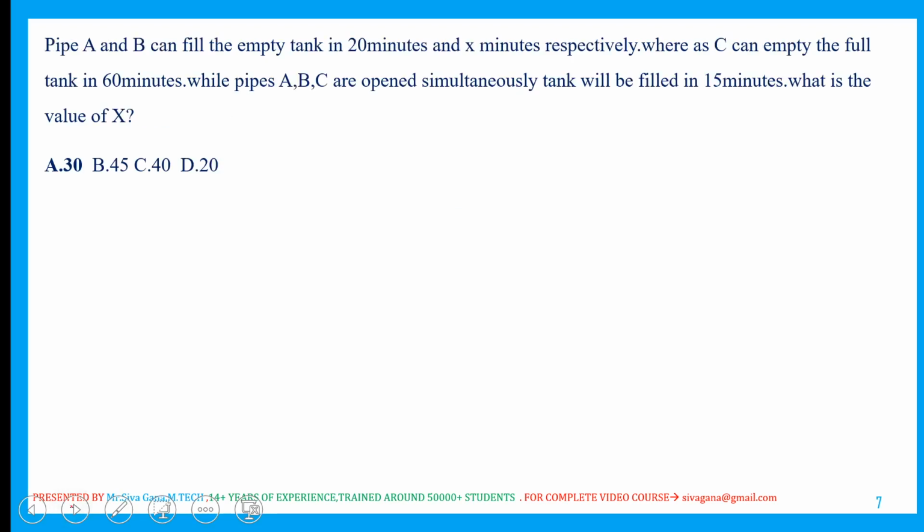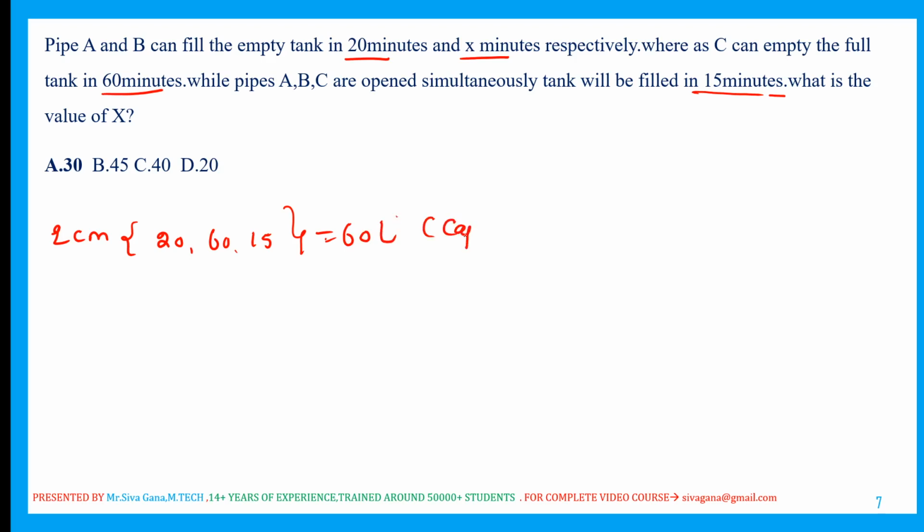Very simple questions again in this lot. A fills in 20 minutes, B fills in X minutes, C empties in 60 minutes. ABC opened simultaneously fill in 15 minutes. What is the value of X? Taking LCM of 20, 60, 15, it is 60. Let us say 60 liters is the capacity of the tank.